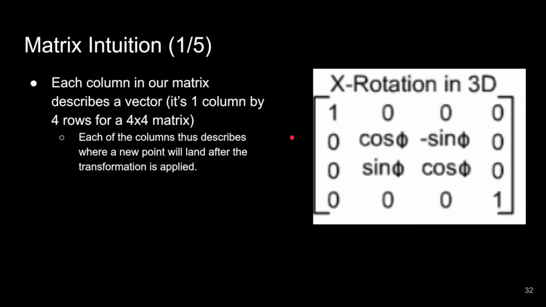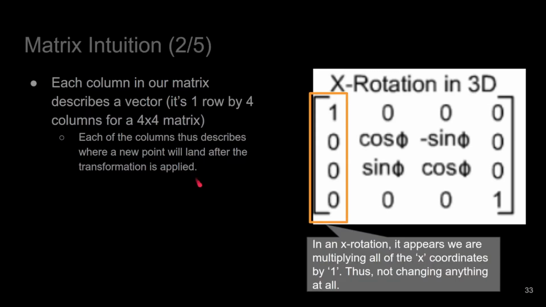And each of these columns describes where a new point will land after the transformation is applied here. Okay, so in an X rotation matrix, this first column here is what we're doing to the X coordinate. And we're essentially just multiplying something by 1 here, which means it's not going to change. And then we're not doing any other operations here.